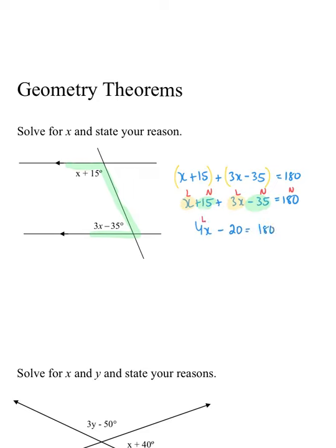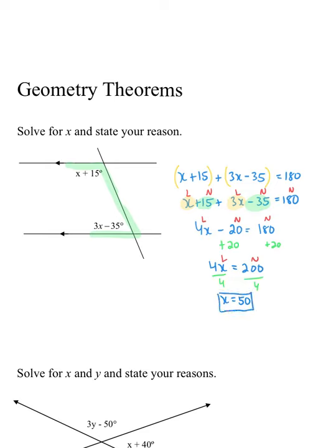And that equals 180 degrees. So I have a letter and a number on the left side and a number on the right side. So now that I have this equation that's more simplified, I want to bring all the numbers to the right side. To do this, I will add 20 to both sides. So the left side is now 4x, the right side is 200. So I have letters and numbers on opposite sides. So my final step is to divide by 4. So x equals 50.